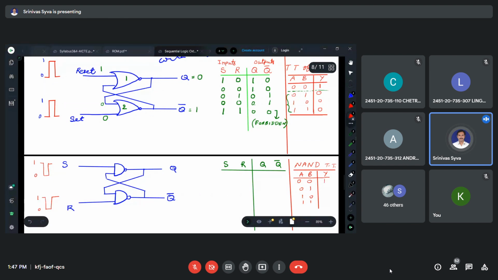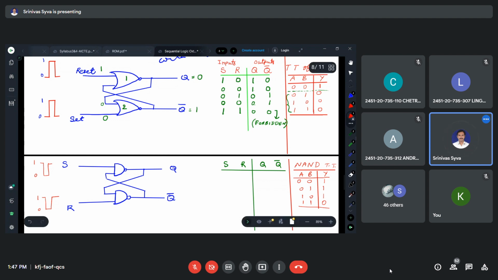See, here it is 1. If any one of the inputs is 0, the output will be 1. That is a NAND gate. If both inputs are 1, it is 0. So from this, what you will understand.